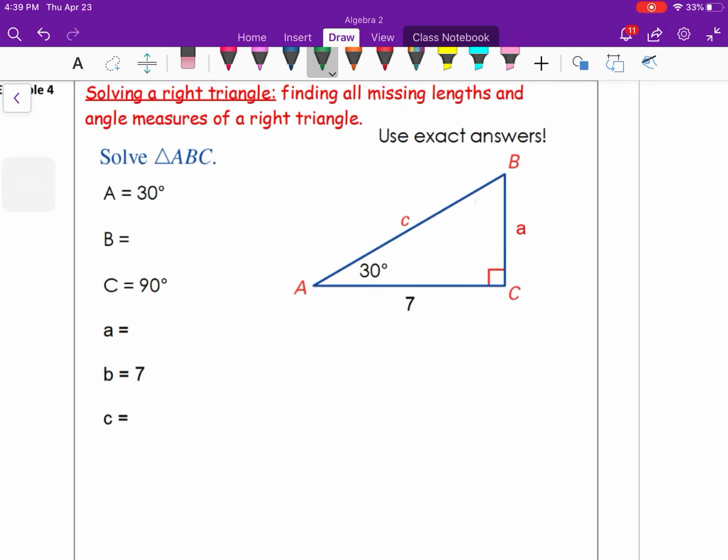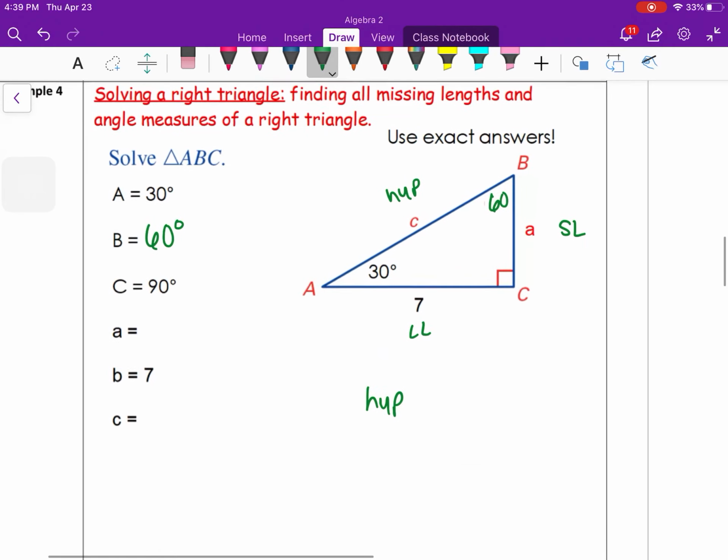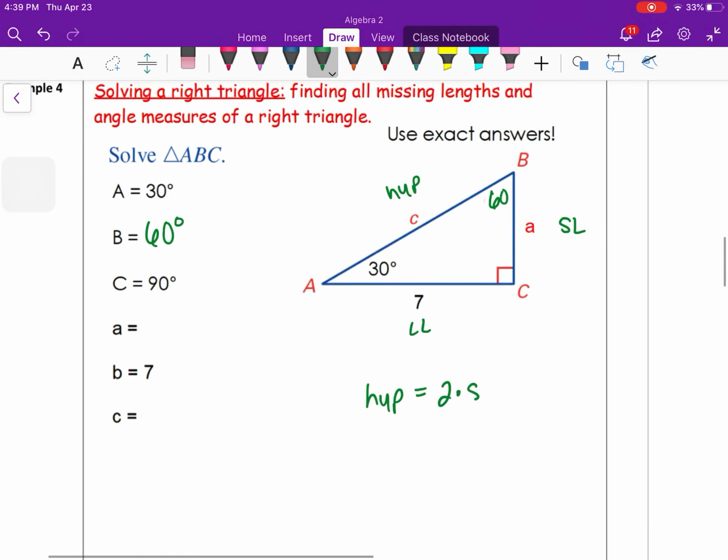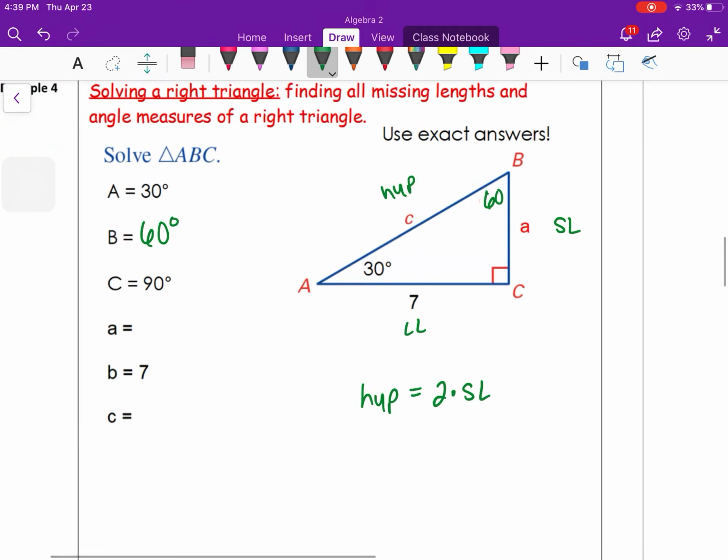All right, we'll do one more here. So find missing lengths. If I know that the measure of angle A is 30 and we have a 90 degree, then this one has to be 60 degrees. Then this would be my short leg, this would be my long leg, and this would be my hypotenuse. So I know that my hypotenuse is equal to 2 times my short leg, but I don't know the hypotenuse or the short leg. So I'll have to use the long leg first.